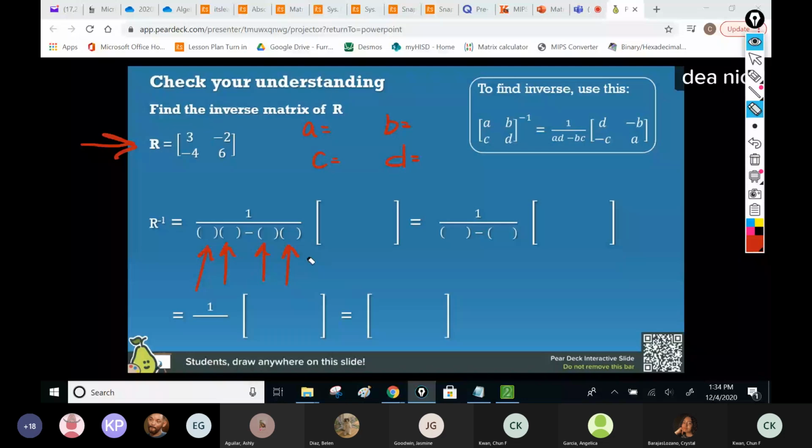So give it a shot. Let's do the last one. All right, I see some of you guys are going super fast. Okay, good, good, good. Ready, figure out the key and plug in the numbers. Good.